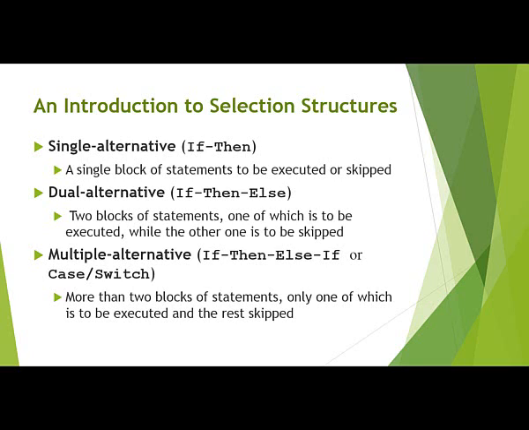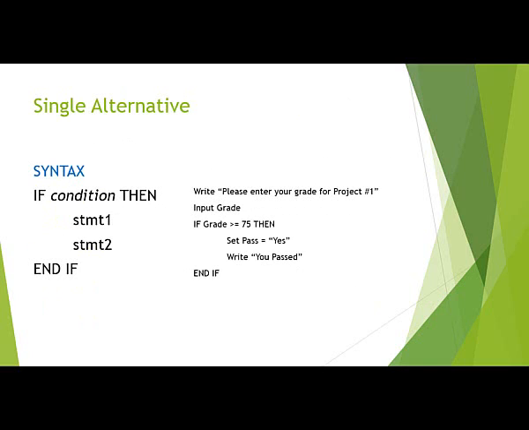So we're going to step through each one of these. We're going to start with our single alternative. What we have here is our syntax for the if statement. The if is a keyword, then you have your condition, followed by the then. All of this is to be on one line. At the end of your if, you'll have the keywords end if. That will designate that this if block is done. And between those, you will have a statement or multiple statements. You can have as many as you want to.